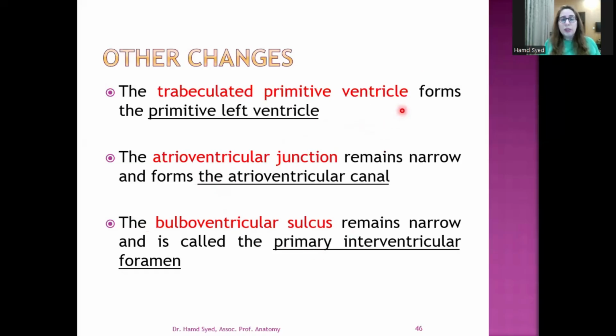Also, the trabeculated primitive ventricle forms the primitive left ventricle. The atrioventricular junction remains narrow, forming the atrioventricular canal, and the bulboventricular sulcus, which is present between the bulbus cordis and the primordial ventricle, remains narrow, forming the primary interventricular foramen.